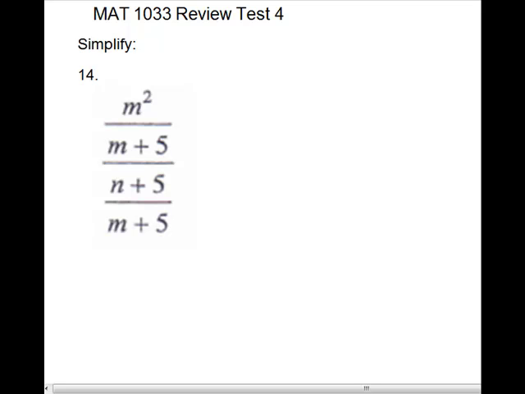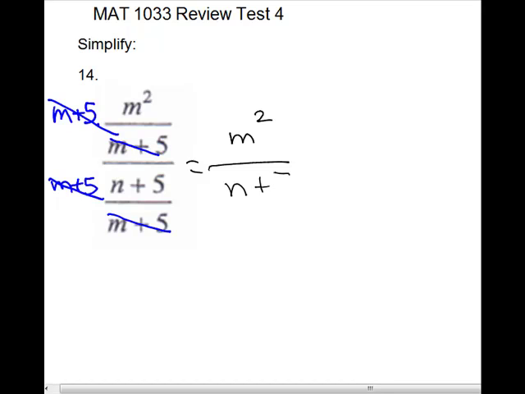For problem 14, we have another complex fraction. For this one, we're just going to use our second technique, which was to find the common denominator for both fractions in the complex fraction. This time it will be m plus 5. So we're going to multiply by that common denominator on the numerator and then on the denominator of the large fraction. It's going to make these denominators cancel, and that will give us a simplified fraction of m squared over n plus 5.